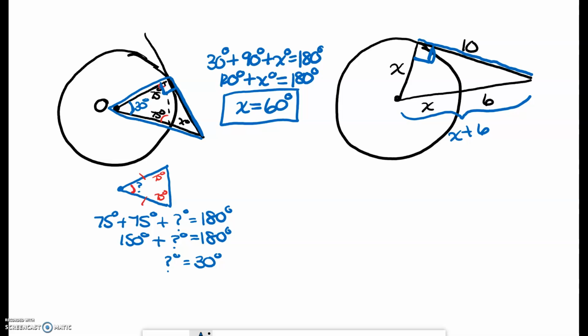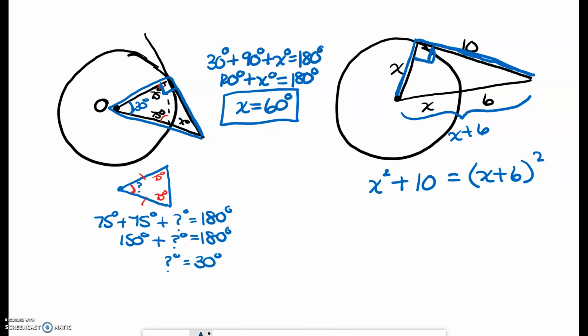Remember, the Pythagorean theorem is a leg squared plus a leg squared equals hypotenuse squared. Natalie, remember this: you have to take into consideration which one is the hypotenuse. So here's a leg here. I'm going to do x squared plus, here's a leg here because the two legs form the right angle, 10 squared, is the hypotenuse squared, x plus 6 squared.